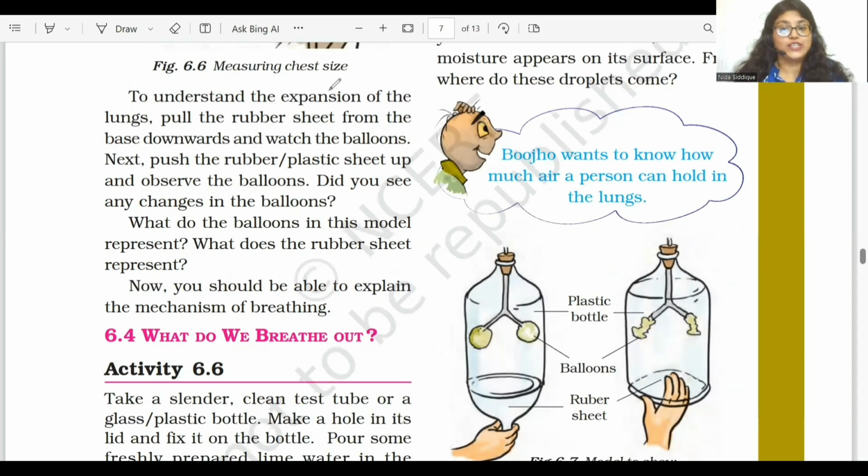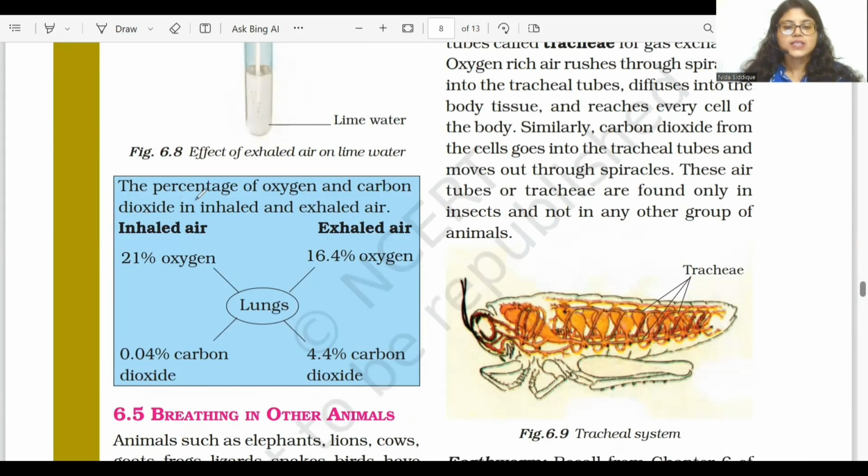Now, Buju has a very interesting question. Buju wants to know how much air a person can hold in our lungs. We can hold around 6 liters of air in our lungs. This is the capacity of the lungs to hold air. Now, let us understand the percentage of oxygen and carbon dioxide in our inhaled and exhaled air. When we inhale, it consists of majorly 21% oxygen and 0.04% carbon dioxide. Apart from that, it contains 78% nitrogen, and there are other gases as well.